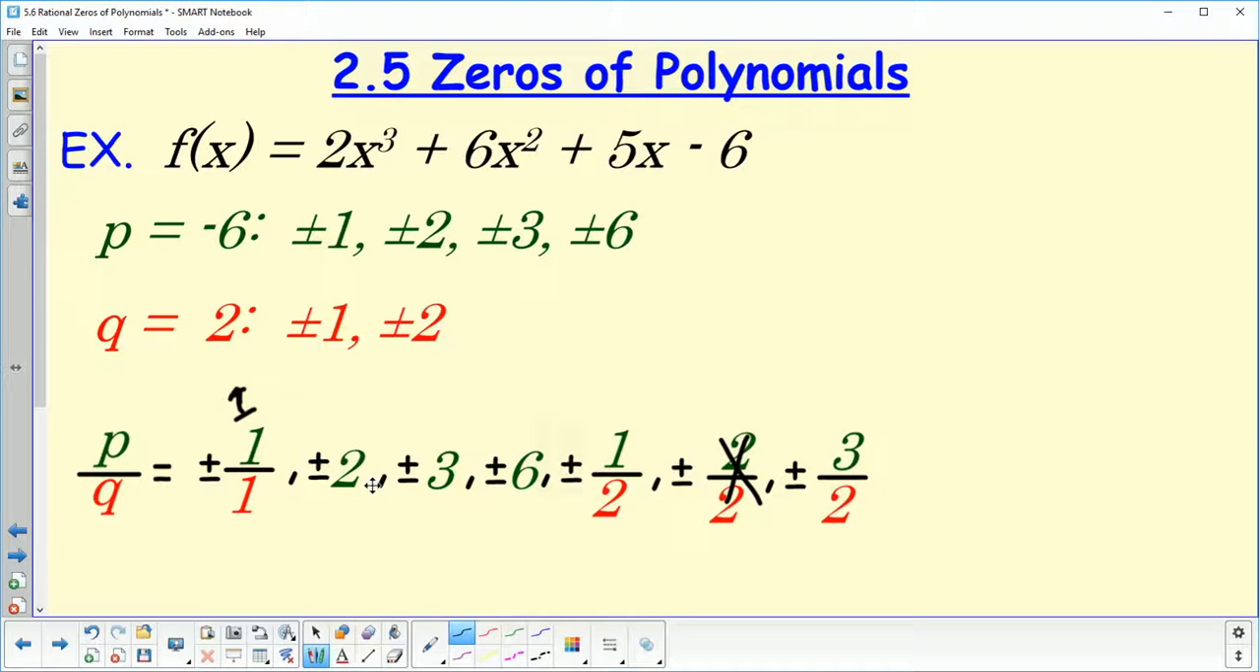So you see, there was an infinite amount of numbers that we could have tried to plug in, and now we have limited it down to just 6: 1, 2, 3, 6, 1 half, and 3 halves. And we can test those using our remainder theorem to see if they work, and then do synthetic division to get that down to a quadratic, and then really easily, hopefully quickly, we're going to do quadratic formula.